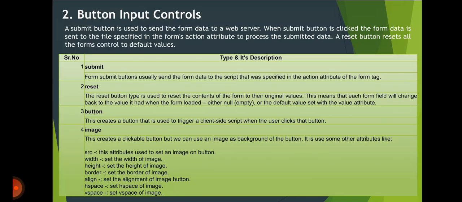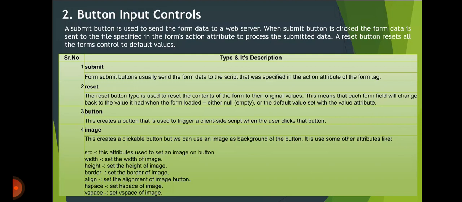The second one is the button input control. A submit button is used to send the form data to the web server. When the submit button is clicked, the form data is sent to the file specified in the form's action attribute to process the submitted data. A reset button resets all the form's controls to their default values. Submit: the submit button easily sends the form data to the script that was specified in the action attribute of the form tag.